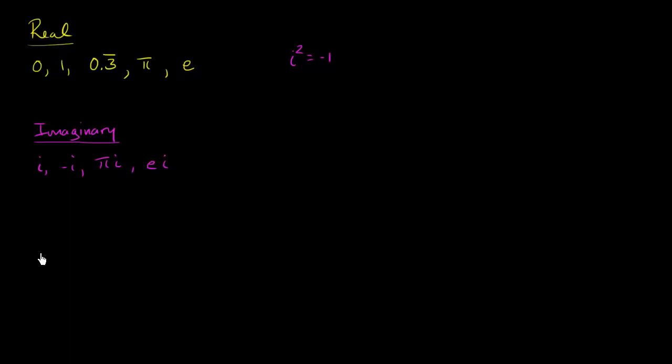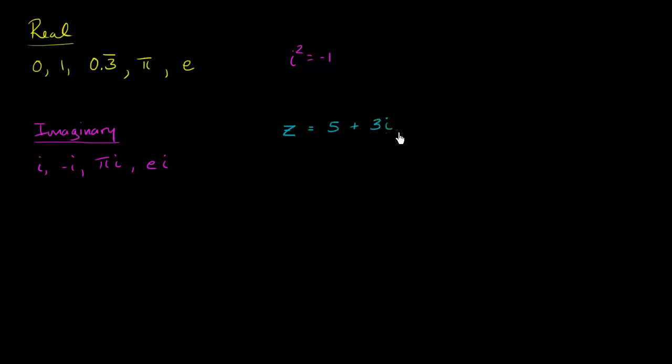So this might raise another interesting question. What if I combined imaginary and real numbers? What if I had numbers that were essentially sums or differences of real and imaginary numbers? For example, let's say that I had the number, let's say I call it z, and z tends to be the most used variable when we're talking about what I'm about to talk about, complex numbers. Let's say that z is equal to the real number 5 plus the imaginary number 3 times i.